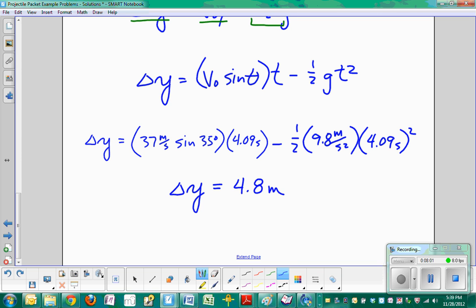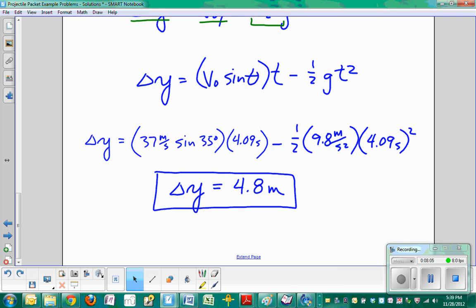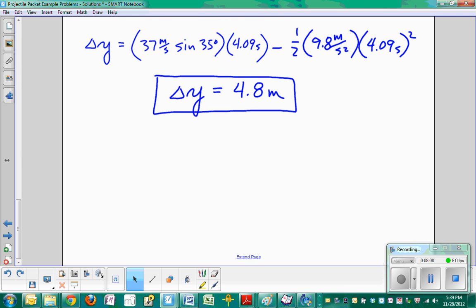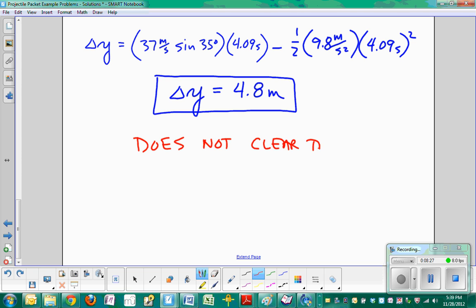4.8 meters. And we needed 5 meters. So this is going to end up 2/10 of a meter short of clearing the fence. So it does not clear the fence. Make sure you answer the question that's being asked. Does not clear the fence.